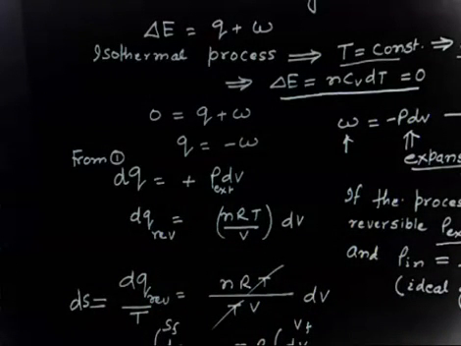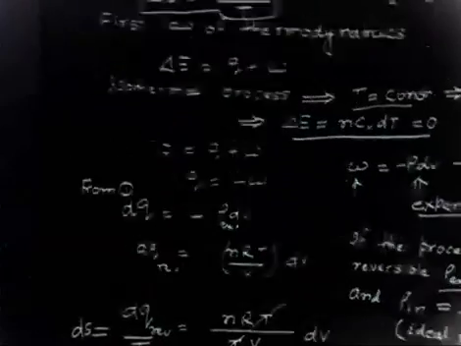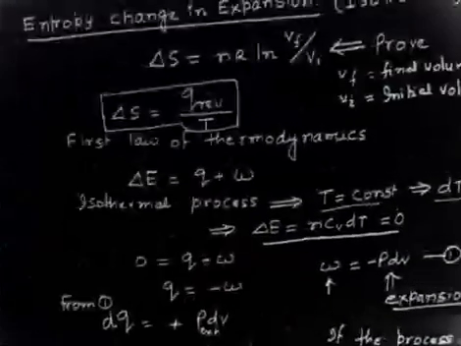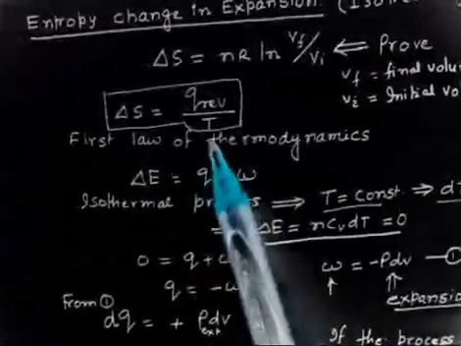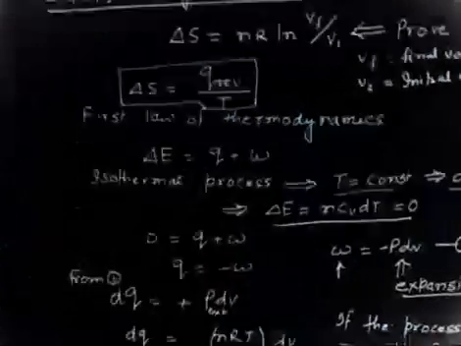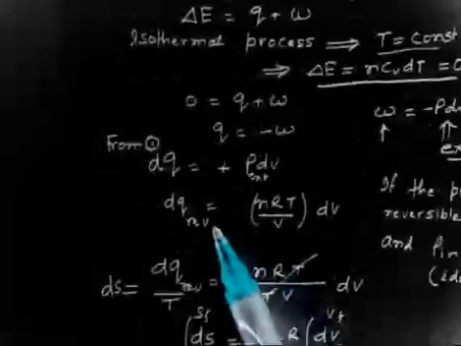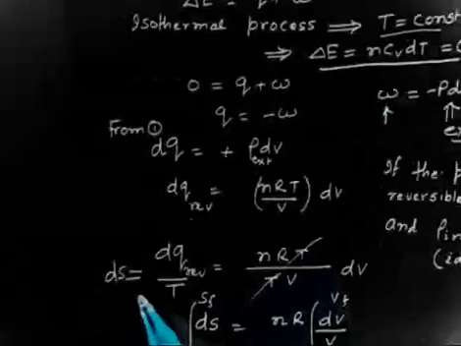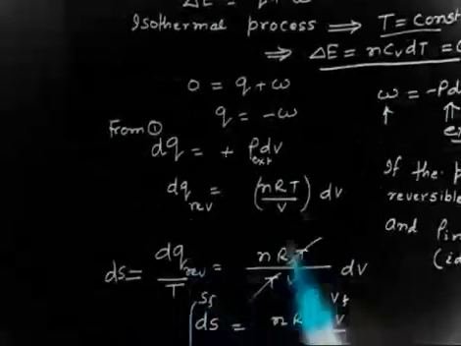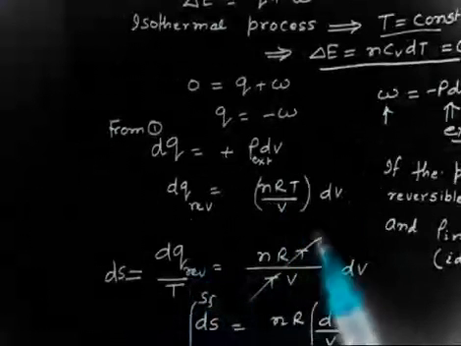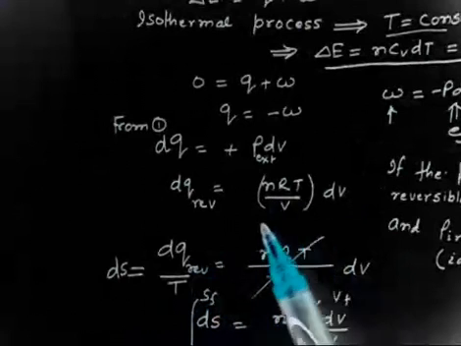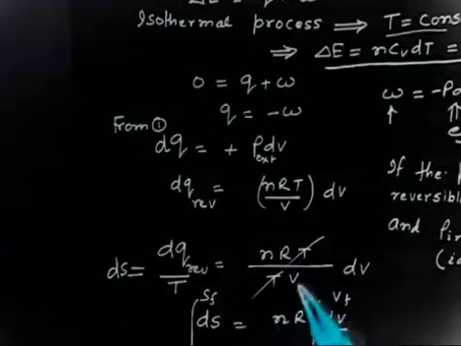No confusion. That's good. Now you see, we have the expression for dS. dS is dq reversible by T. So now I know dq reversible, I can find dS. dq reversible is nRT by V dV, so T goes out, and dS is nR by V dV. Are you getting or not?